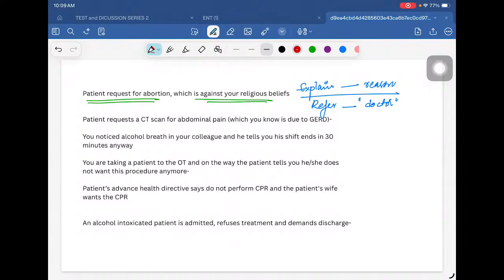A patient is requesting a CT scan for abdominal pain, which you know is due to gut. What will you do? You already clearly know what's going on, it's gut, but the patient is concerned that they might have a tumor or cancer and they want a CT scan. What will you do?